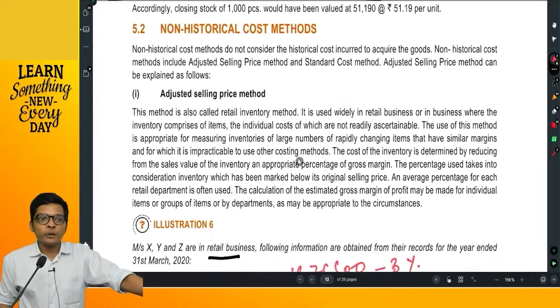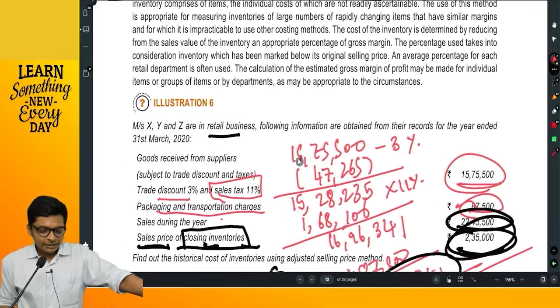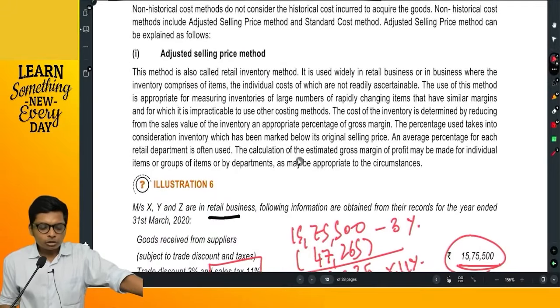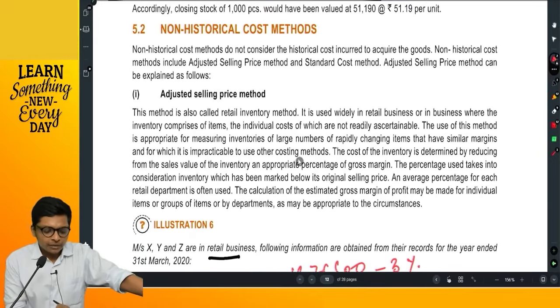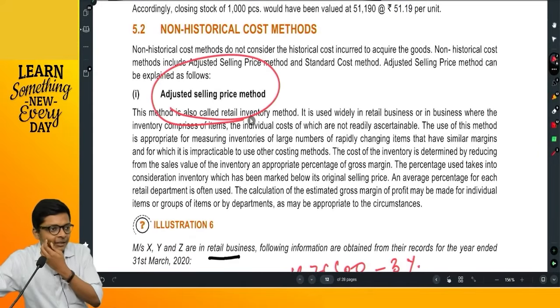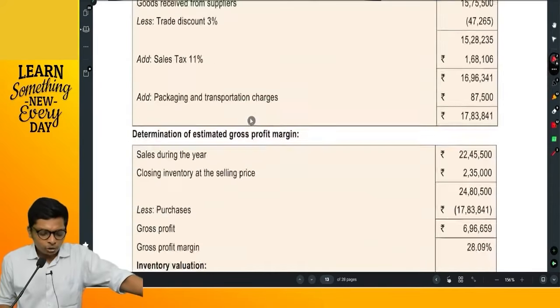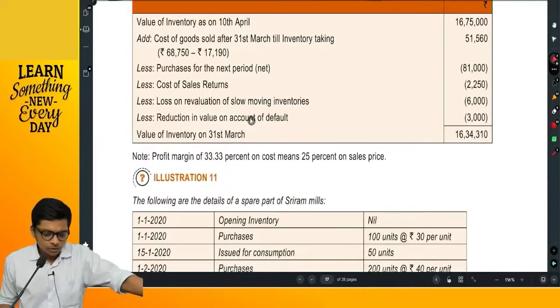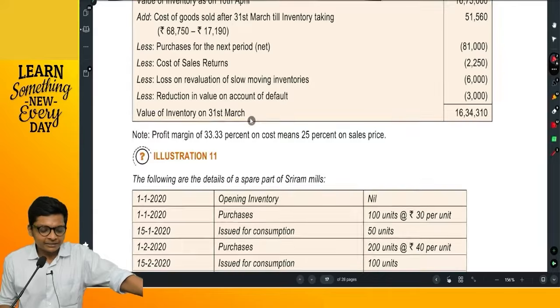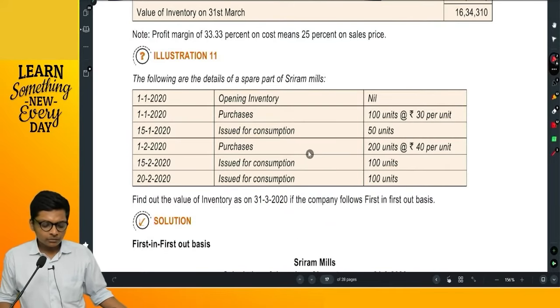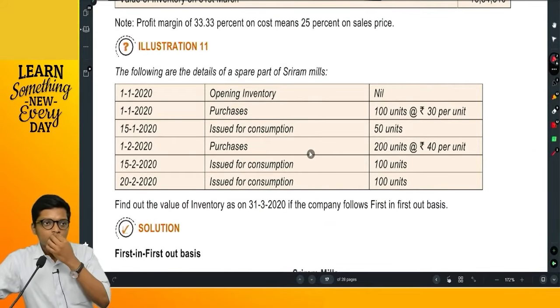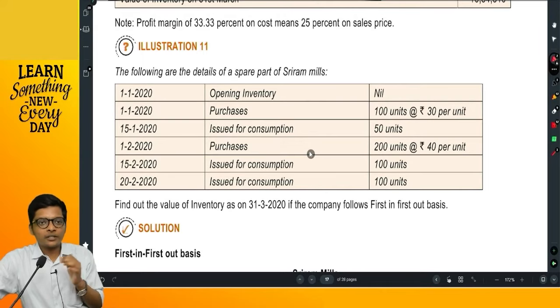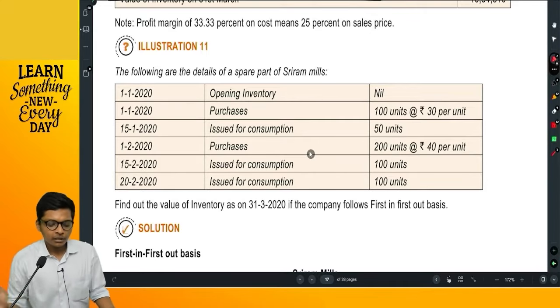Yesterday you did a sum, guys. Do you remember yesterday doing a sum with reverse working? That is called the retail selling price method or adjusted selling price method. Are you following, guys? Now let's go to the main sum. Illustrations 8, 9, 10 tomorrow, those are the difficult sums. Illustration 11. After doing this sum, you tell me if it's easy or difficult, and if you want this to come in the exam or not.